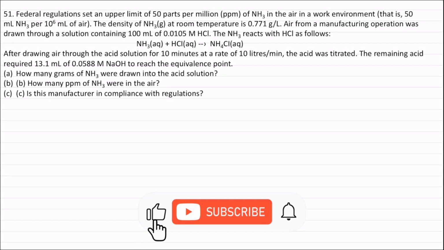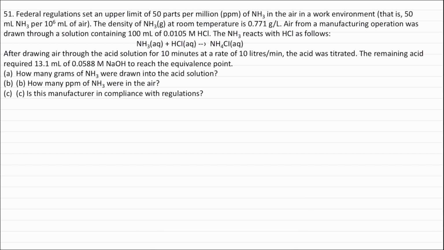Question 51. Federal regulations set up an upper limit of 50 parts per million of ammonia in the air in a work environment, that is 50 milliliter ammonia per 10 to the power 6 milliliter of air. The density of ammonia at room temperature is 0.771 gram per liter.